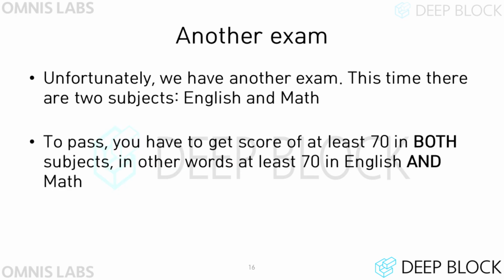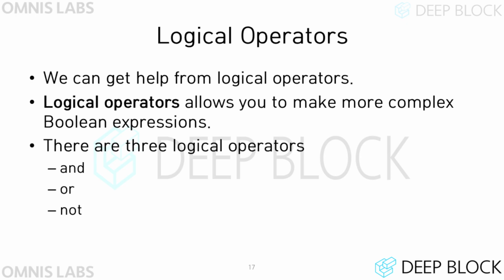What if the exam has more than one subject? For example, let's say we have exams in 2 subjects, English and mathematics. Assume that you need a score of 70 in both subjects to pass. In this case, how can we change the program to print the test results? In this case, you can use logical operators.